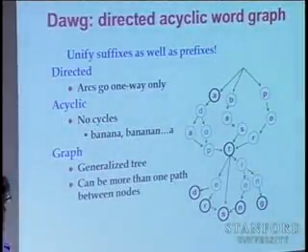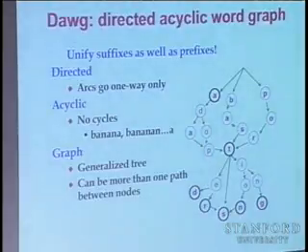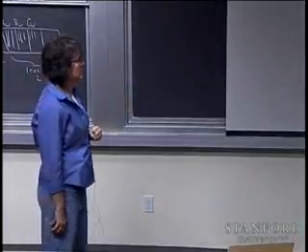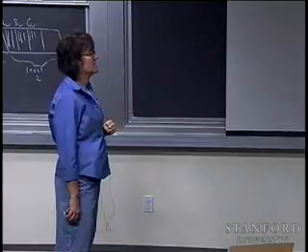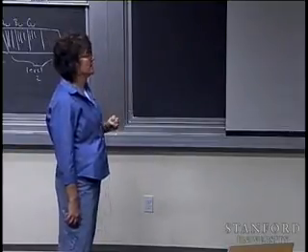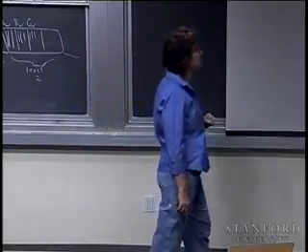And we have certain nodes that are marked in this case the same way they were in the trie for, yes, this path from the root node to here does represent a word in this situation.